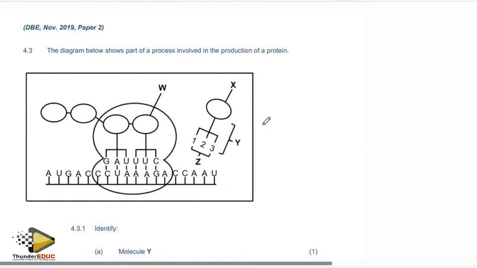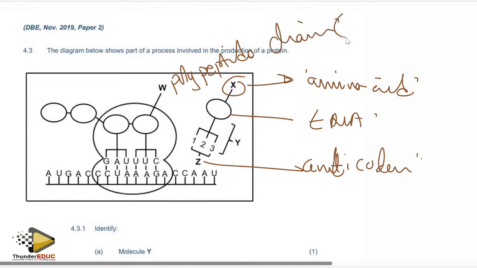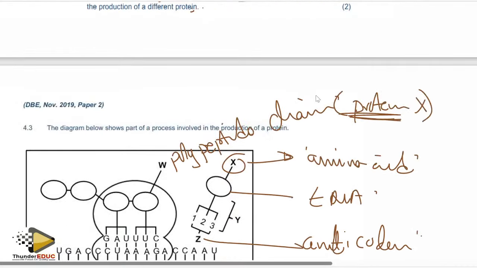So question 4.3, I told you that once you get a question, make sure that you label it. So this is amino acid, depending on where you're coming from. Then this one is Y. Y is tRNA. And then Z is anticodon. And then W is polypeptide chain. Can I call it a protein? No. Why? Because these are not 50 amino acids and above. So it is a polypeptide chain.